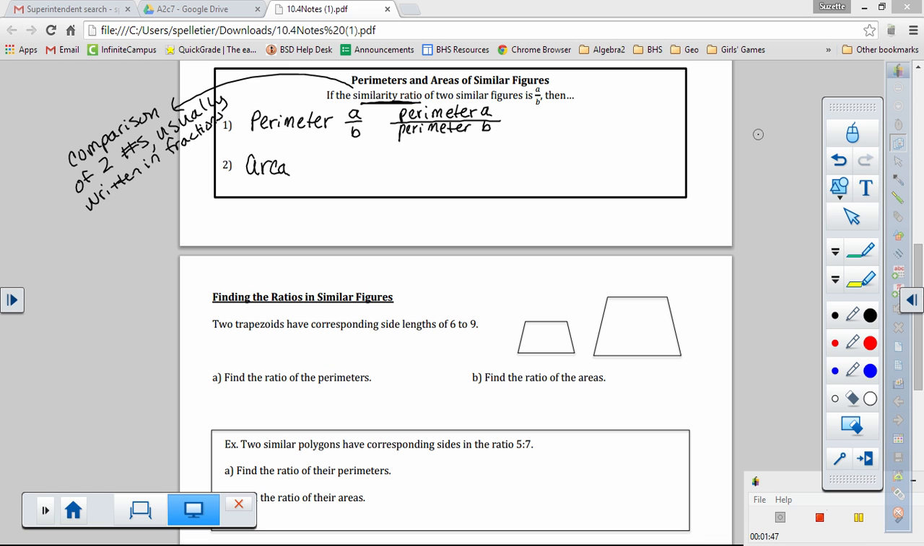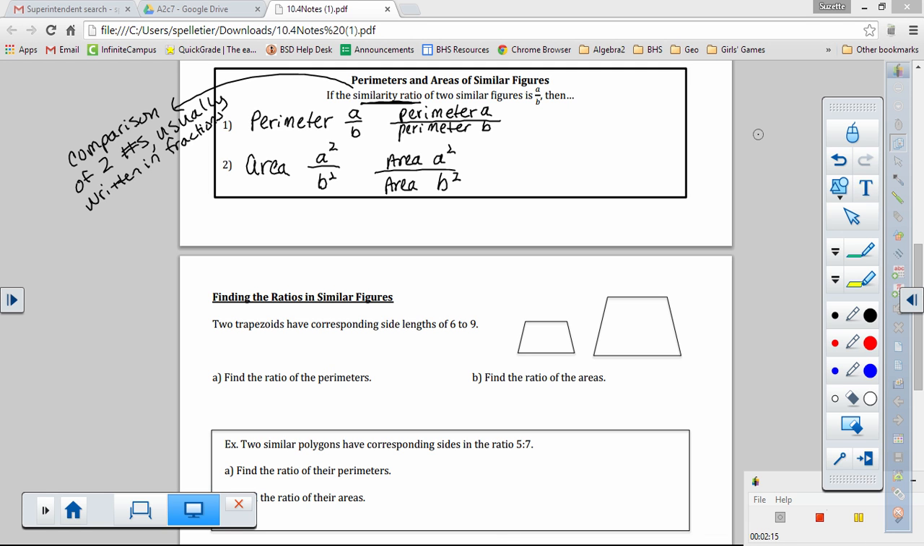Something changes in the area a little bit in that we have A squared over B squared. So the area A squared over the area B squared. All right, so these are the ratios, okay? So let's put that into use a little bit. Finding the ratios of similar figures. So let's look at this first example.